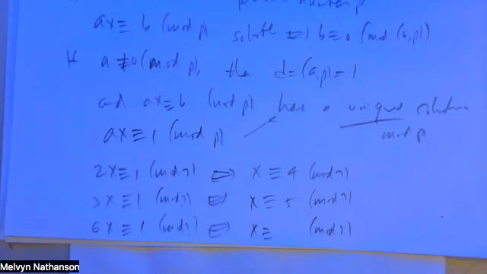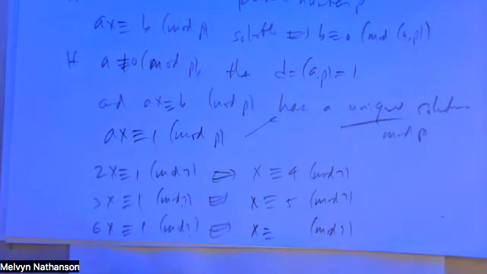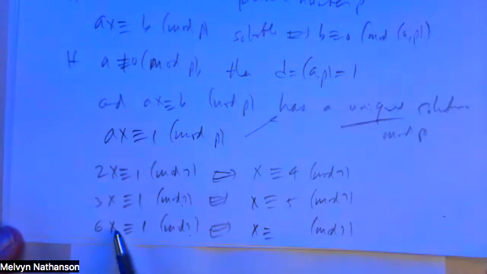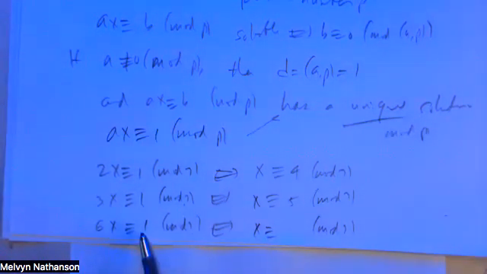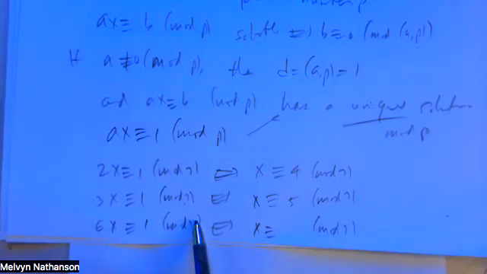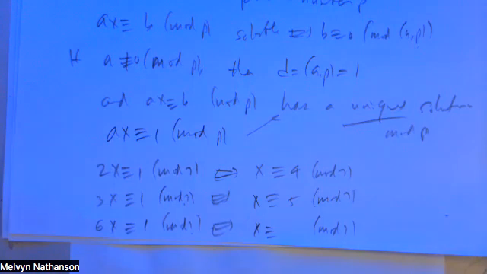Is it 8? Sorry, I just didn't hear what you said. I said, is it 8? So 6 times 8 is 48. 48 minus 1 is 47, and 47 is not divisible by 7. So 8 doesn't work.